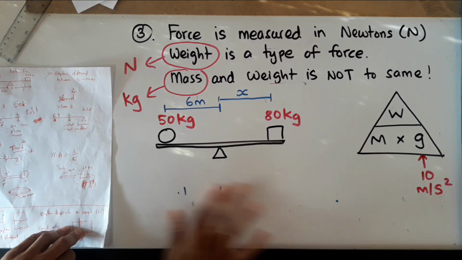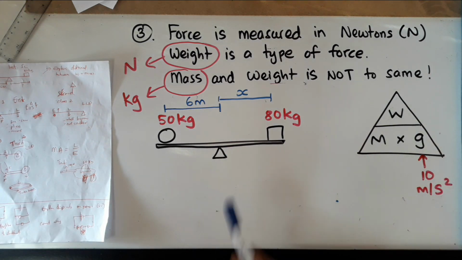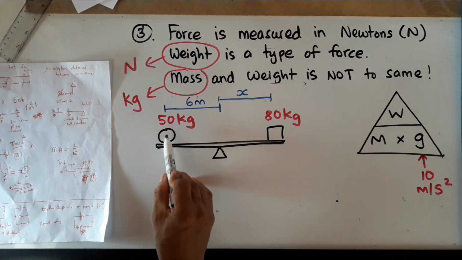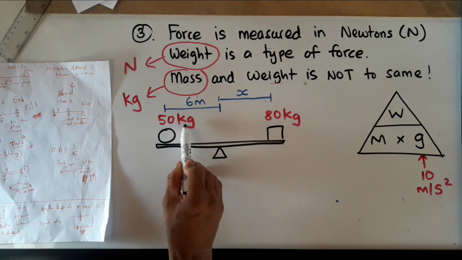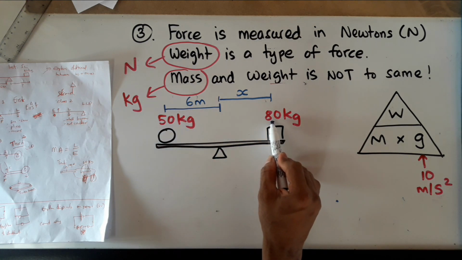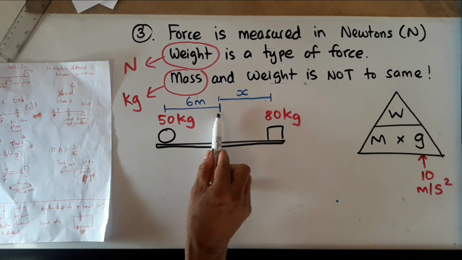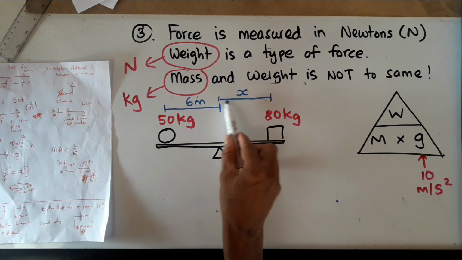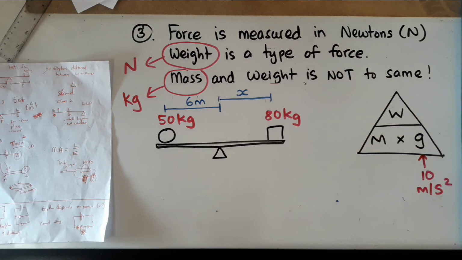Okay, all right. So here we have a seesaw, right? And we have a circle and a square. The mass of the circle is 50 kilograms and the mass of the square is 80 kilograms. And this is 6 meters from the center or the pivot. And we are trying to find x to make the whole situation balanced.